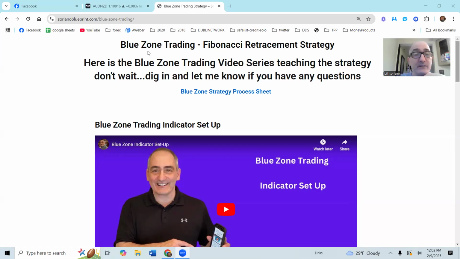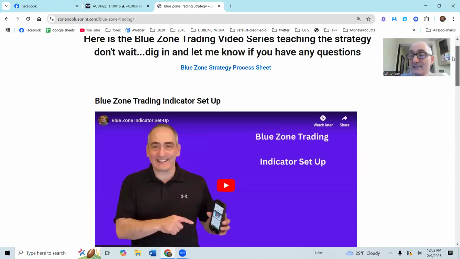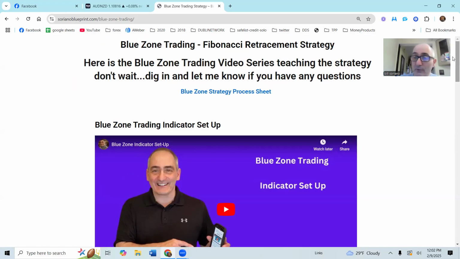Now, the last trading strategy I taught you is this blue zone using the Fibonacci retracement. And this is still a good strategy to use for those of you that are using it. If you're having success with it, keep using it. Nothing wrong with it.